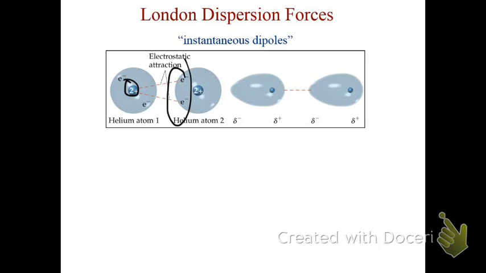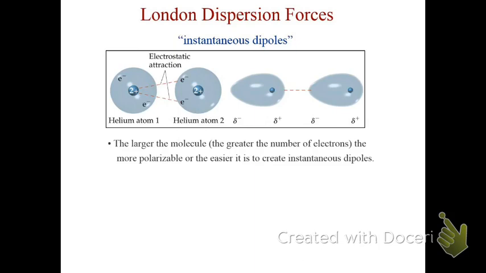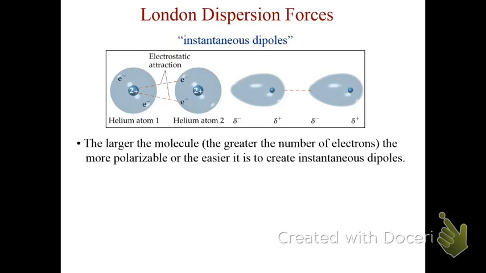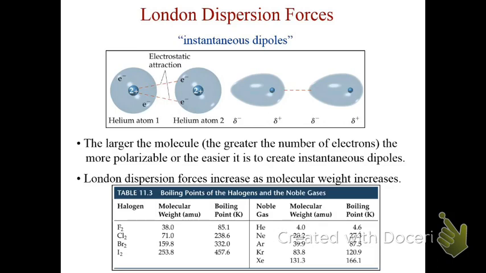But all in all, the more of these that we have, the stronger it'll be. But on its own, a single London dispersion force will be very small, very weak. The larger the molecule, the greater the number of electrons, which means it's easier to actually create the instantaneous dipole. And we looked at an example of this in class. So, looking at the boiling points for halogens and noble gases, which is where we'll usually find this, the larger the molecule, the more electrons. You see the increase in the boiling point, and that is again all due to LDF, or London dispersion forces.